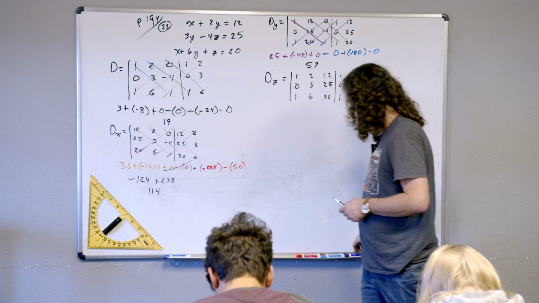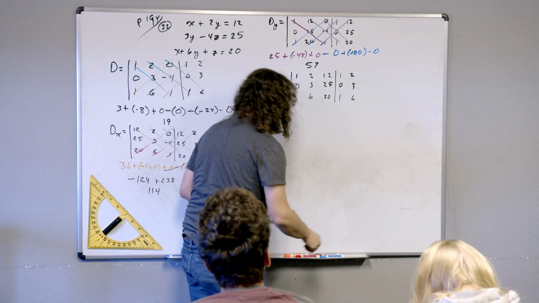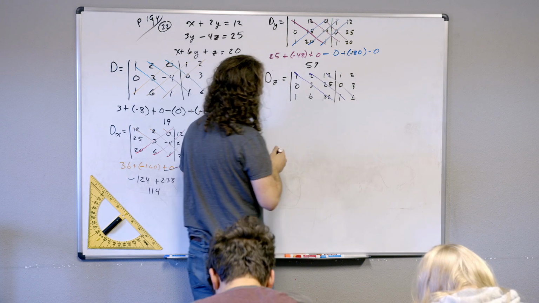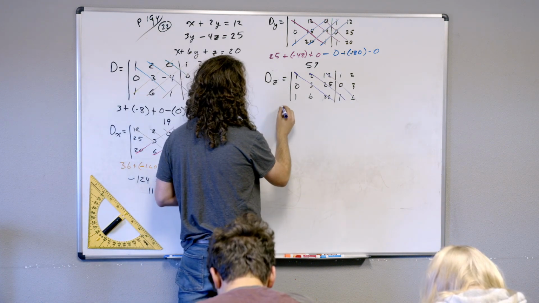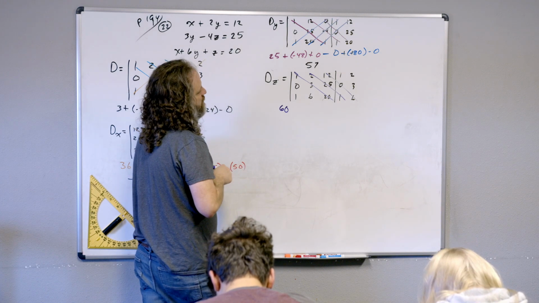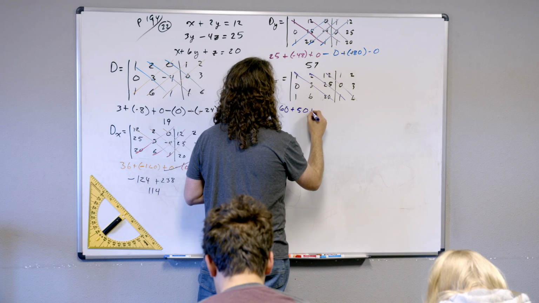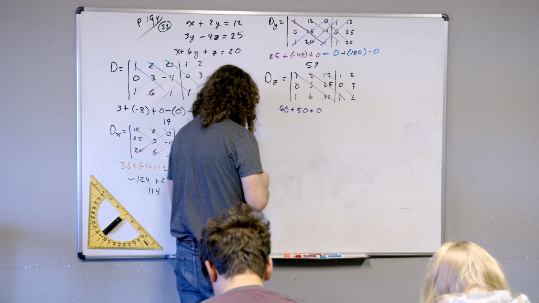All right. So 1 times 3 times 20 is 60, right? Is that what you meant? Oh, it's 20. And then 2 times 25 times 1 is 50. And then 12 is 0. Great. We like that.